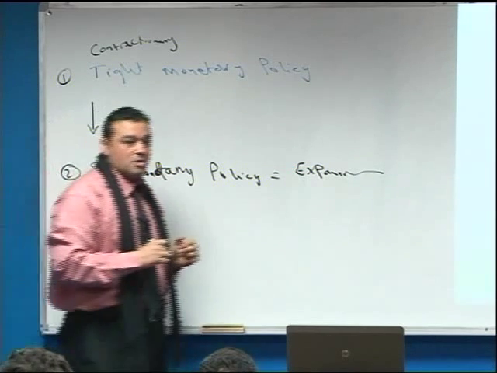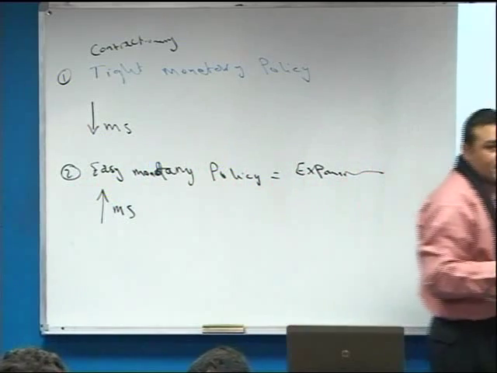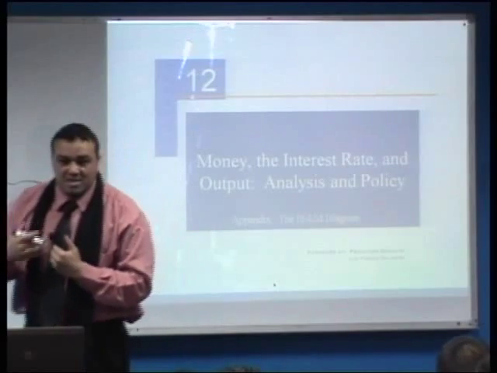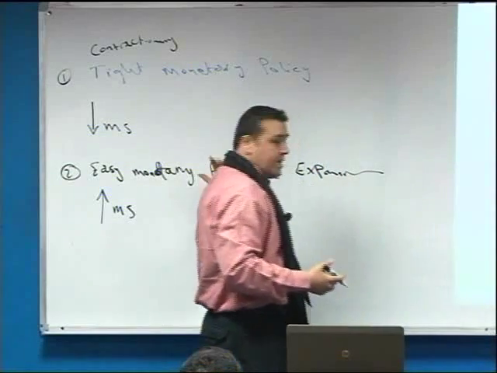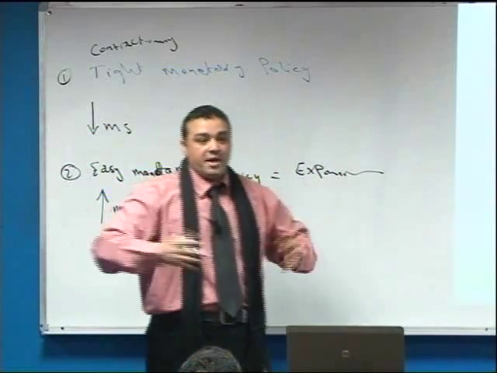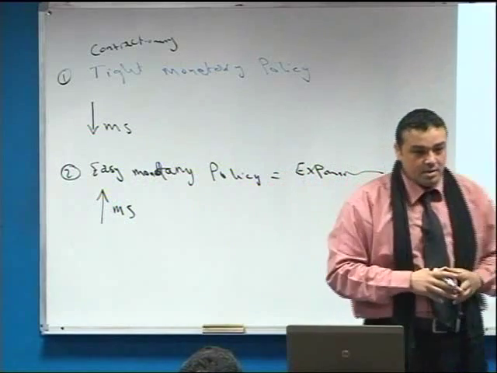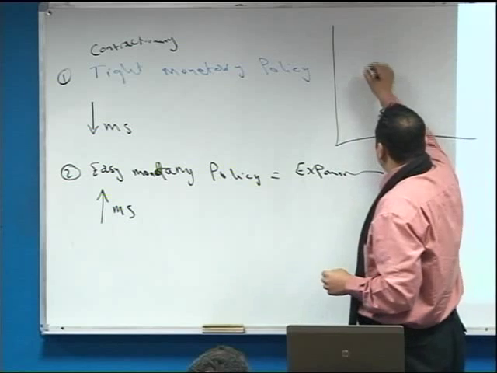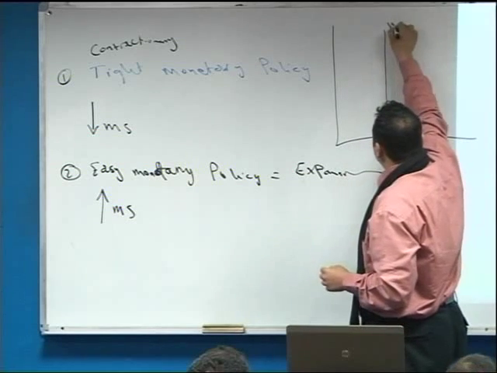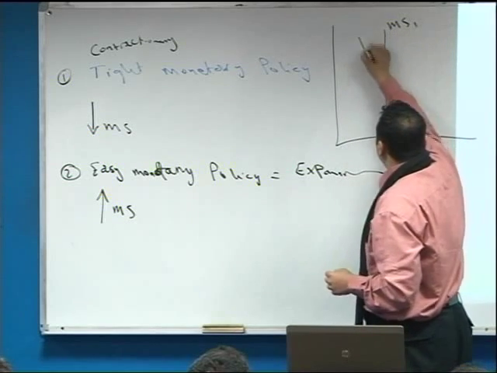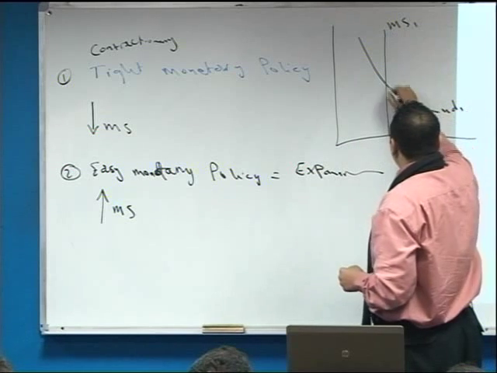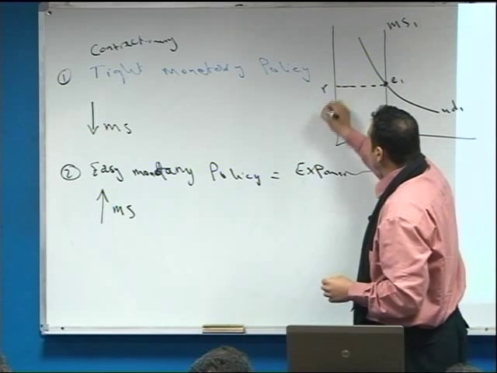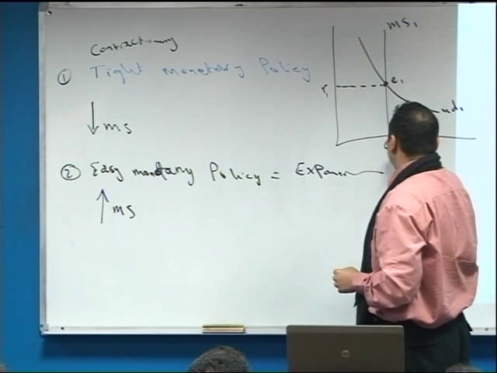Let's come back to the diagram, or the figure, which illustrates the effects of the tight or easy monetary policy on the economy as a whole, right? Suppose that we have the original equilibrium point in the money market. This is MS1, MD1, right? And this is the equilibrium interest rate, R1, QM1.